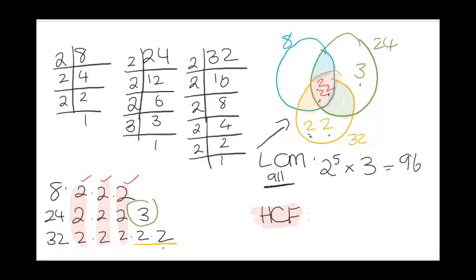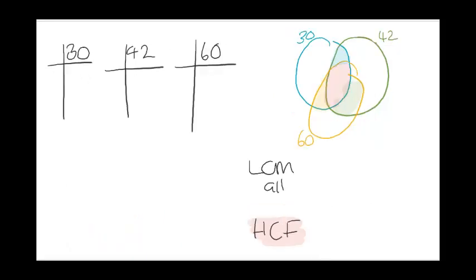Now my highest common factor is going to be my red section that I see in the Venn diagram, and that's 2 times 2 times 2, or you can just write 2 to the power of 3, and that equals 8.